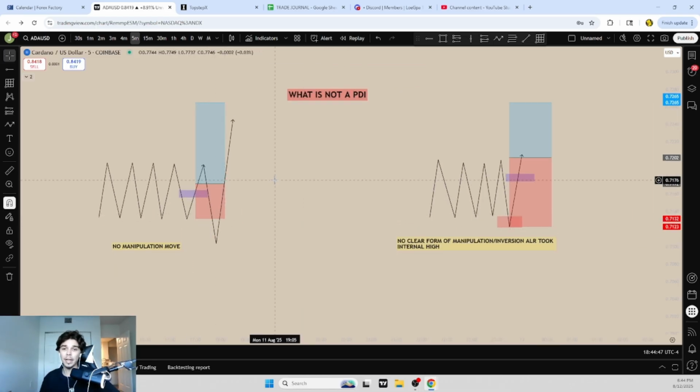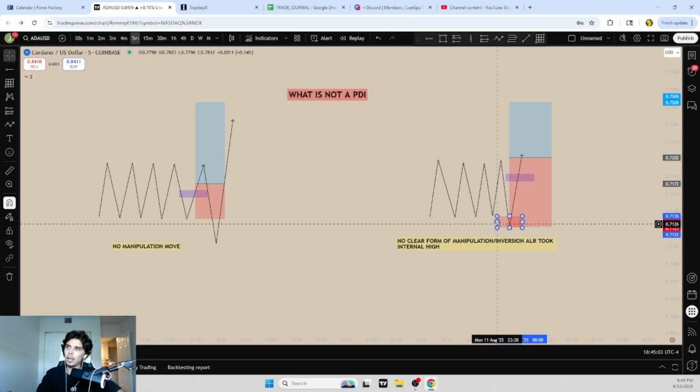And the best manipulation move would be into a 5-minute, 15-minute, hourly, or 4-hour fair value gap. Or we sweep out some prominent highs and lows, right? Data highs and lows, any key level of some sort, right? And then what about this example over here? Well, you see we got a clear manipulation here.